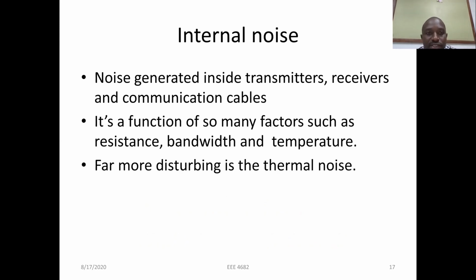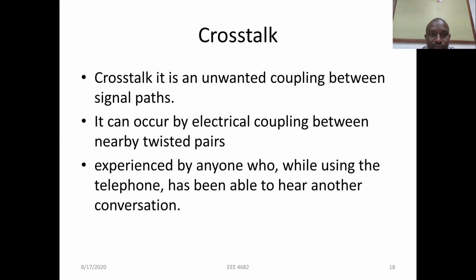Internal noise is noise generated inside the transmitter, the receiver, or the communication cable. It's a function of many factors such as resistance, bandwidth, and temperature. But far more disturbing is the thermal noise, which will be discussed in a short while. But before we get there, let's talk about crosstalk.